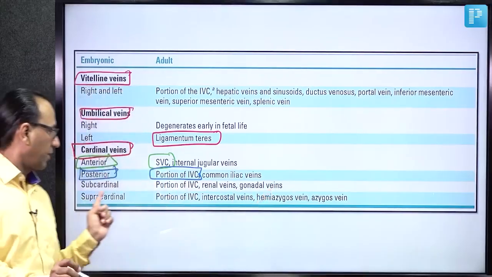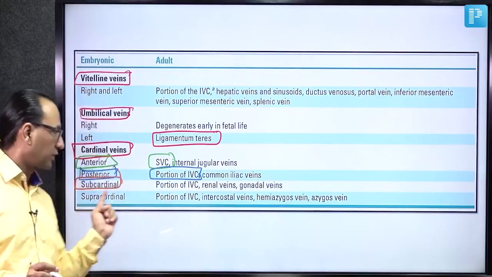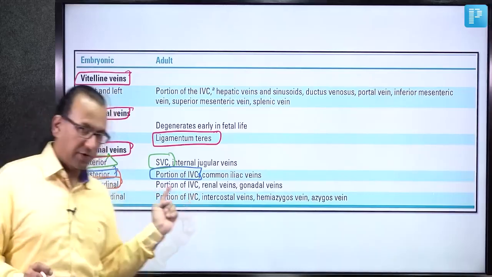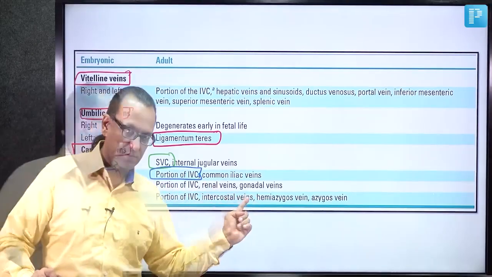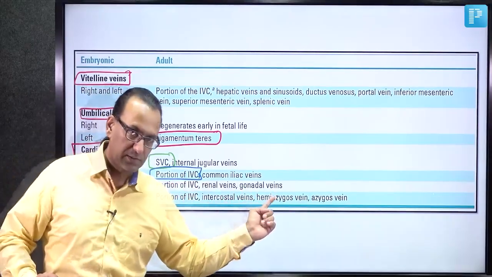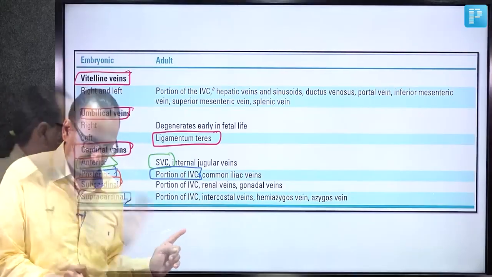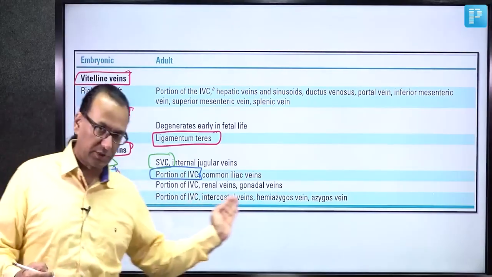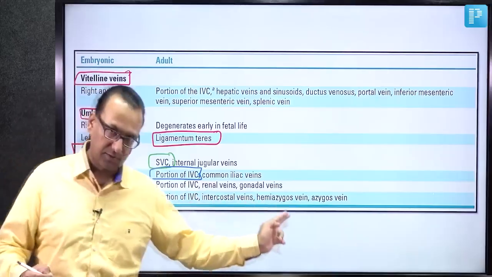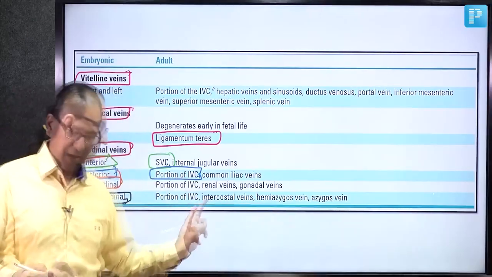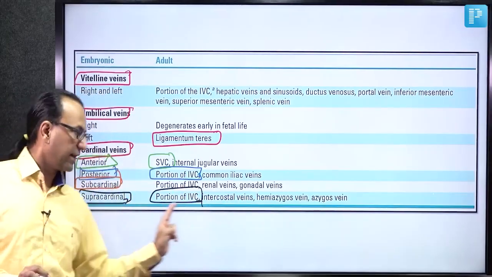We also have the subcardinal veins, and they contribute to some part of the IVC, which is the renal and suprarenal portion, along with the renal and gonadal veins. And then we have the supracardinal veins, which are basically to drain the thorax region, forming the azygos venous system, but also contribute to the infrarenal portion of the inferior vena cava.